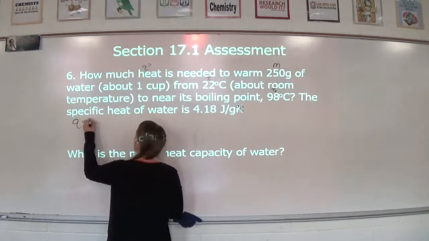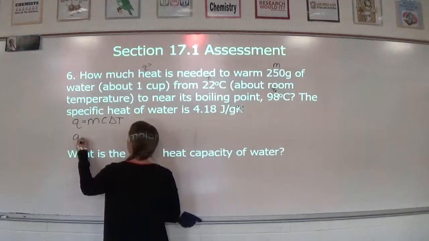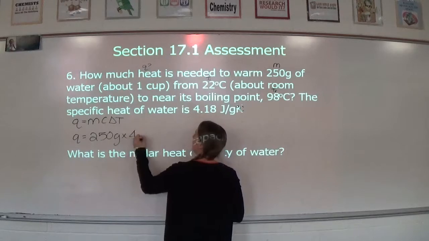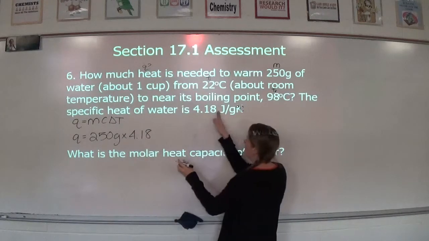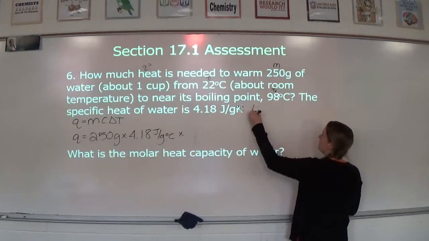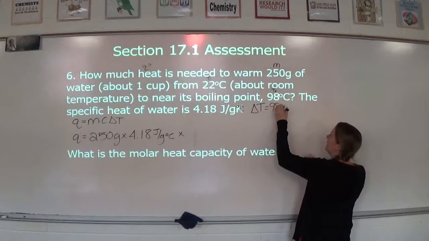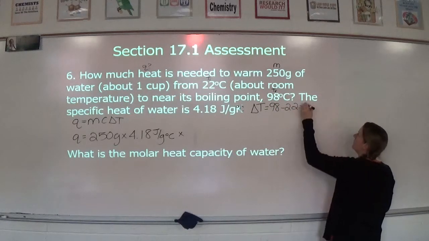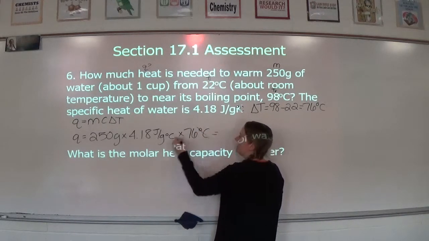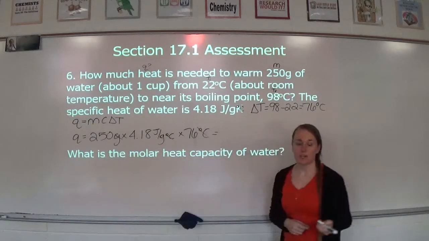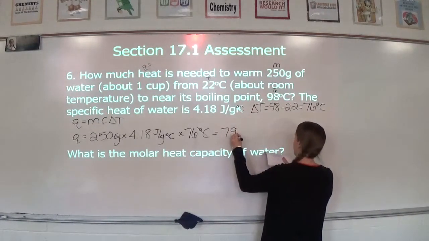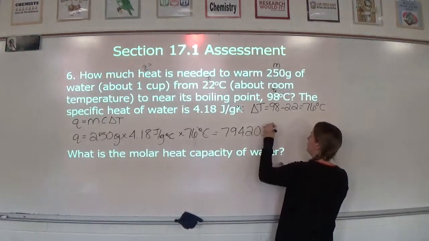So Q equals MC delta T. So of course my mass is 250 grams. My specific heat is 4.18, no 4 this time, 4.18 joules per gram degrees Celsius. And then let's look at that change in temperature. So remember, it's going to be my final, which is the 98, minus the 22, and of course that gives me 76 degrees Celsius. So my Celsius cancel and my grams cancel, and I'm left with joules. And so once I multiplied, I got 79,420 joules.